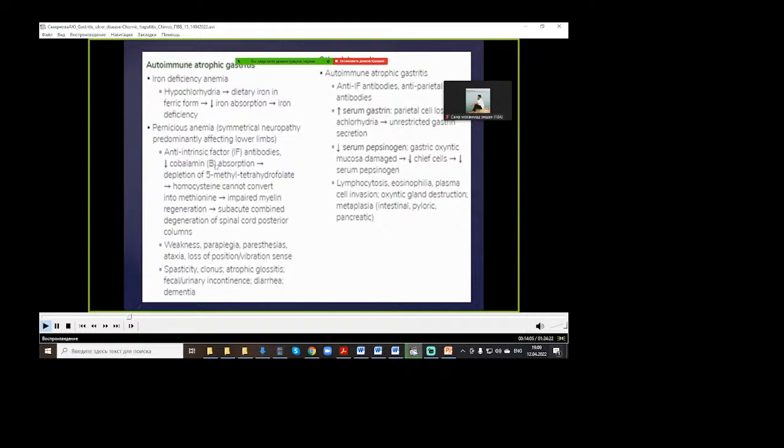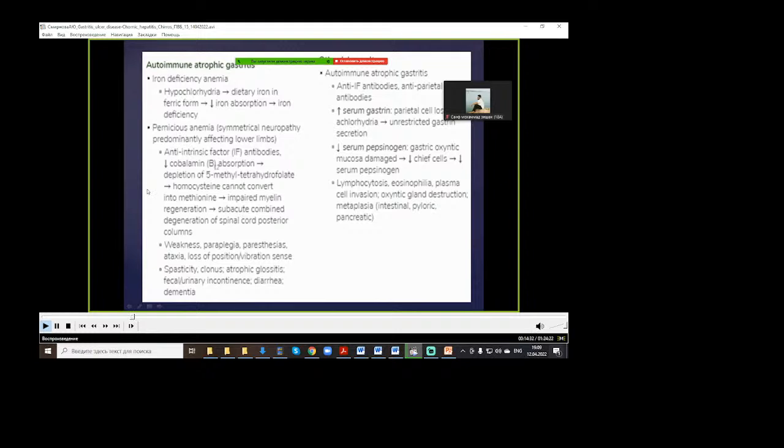And we need a complete blood count. In the complete blood count in case of autoimmune atrophic gastritis, we will detect iron deficiency anemia or pernicious anemia. Pernicious means macrocytic and hyperchromic due to disturbance of absorption of vitamin B12.